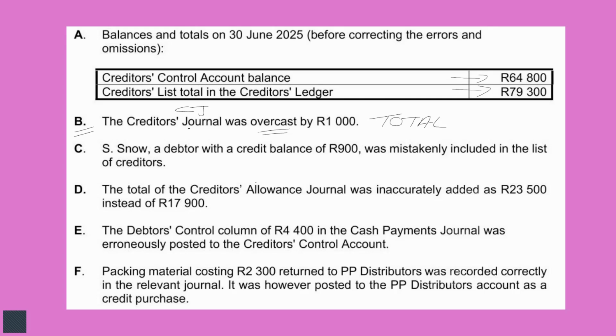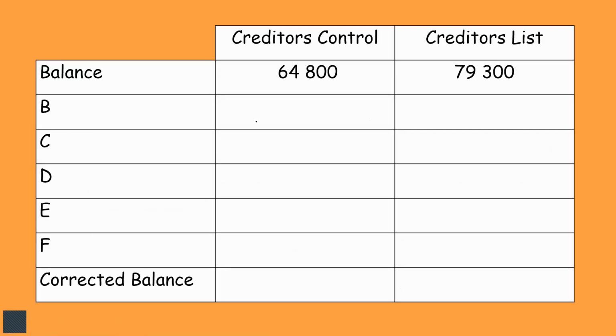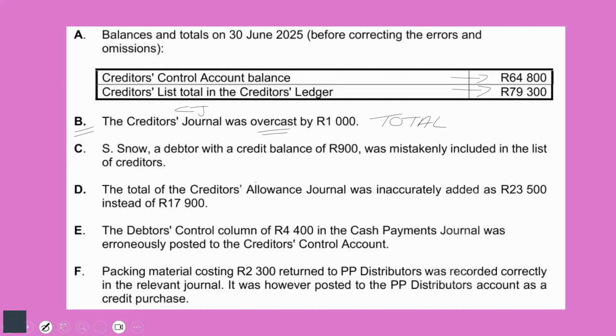Great. Right. So this entry is going to affect our creditors control column. We have overcast by 1,000 rand. So that means we must subtract 1,000 rand. We had entered purchases 1,000 rand more than what we should have. Do you agree with that one? I do agree. And it will have no effect on the list. No, because it's a total error, not an individual creditor's error.